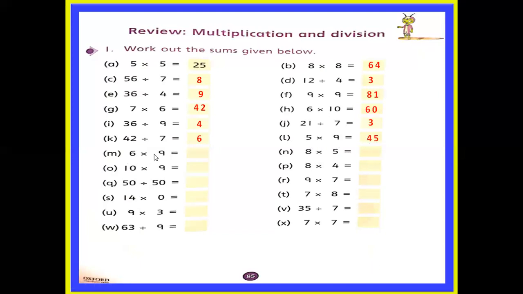Again, 6 multiply 9. Read the table of 6. 6 ones are 6, 6 twos are 12, 6 threes are 18, 6 fours are 24, 6 fives are 30, 6 sixes are 36, 6 sevens are 42, 6 eights are 48, and 6 nines are 54. Okay.